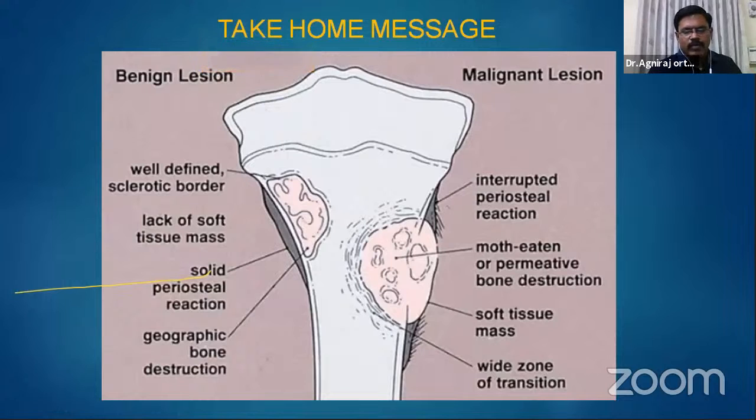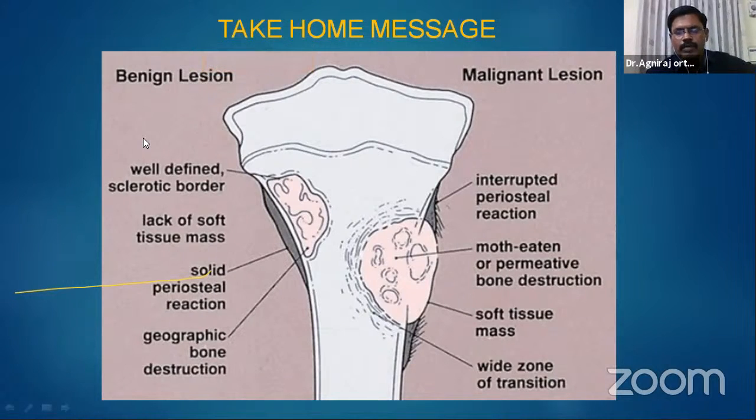Fourth one is whether it is a geographic or other type of pattern of bone destruction. Fourth point is geographic bone destruction. Here it can be moth-eaten and permeative. In malignant, it can be moth-eaten or permeative. Fifth one is periosteal reaction. Here it is solid periosteal reaction. Here it is interrupted periosteal reaction. And matrix is not shown here.